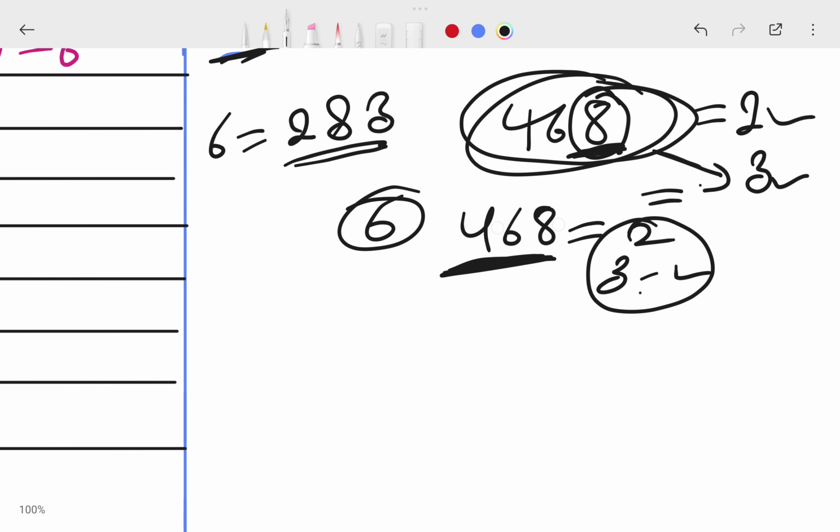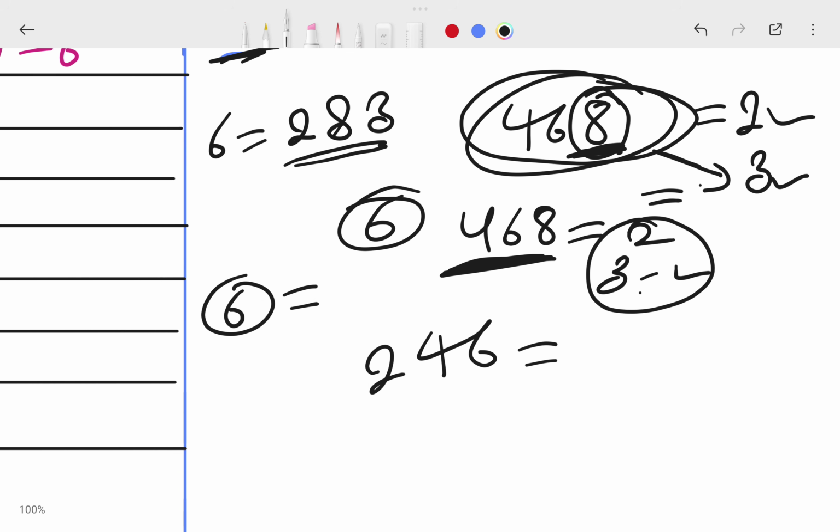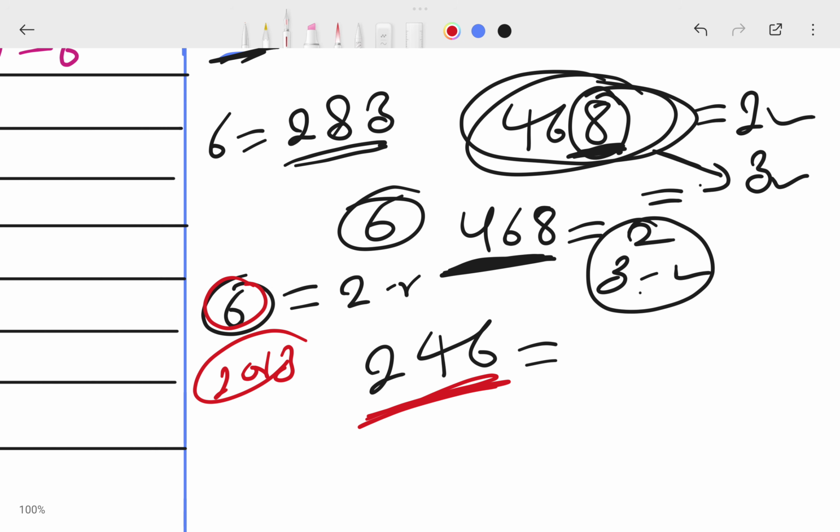Okay? So if you take another example, this is 246. Let's check whether it is divisible by 6 or not. For checking this, you need to know if it is divisible by 2 and 3. If it is divisible by 2 and 3, then it is divisible by 6. So let's check. This is divisible by 2 because at the end there is 6, so it is divisible.